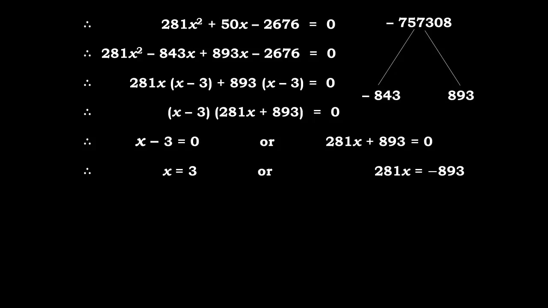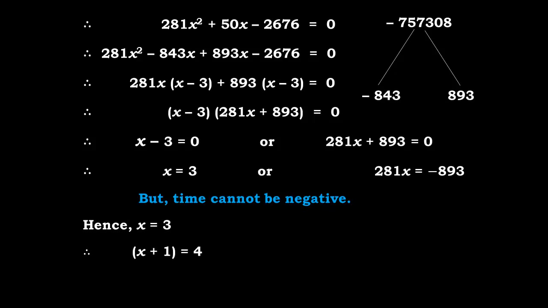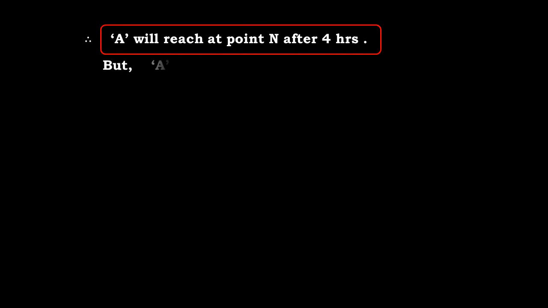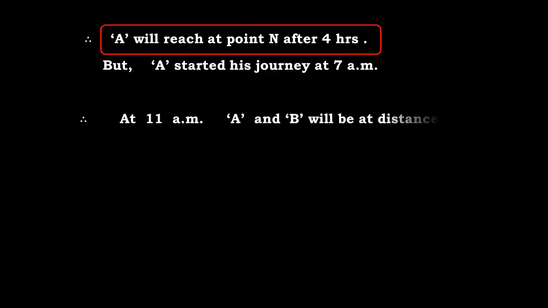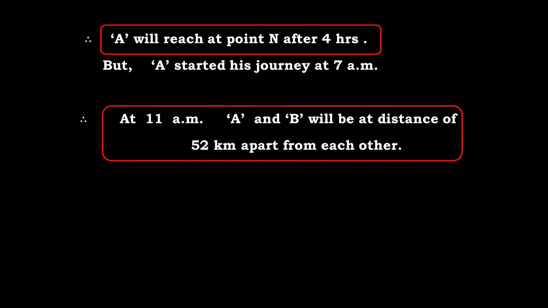But see, x is the time. Time cannot be negative, therefore x is equal to 3. That means x plus 1 will become 4. So A will reach point N after 4 hours. And see, A started the journey at 7 am. That means at 11 am A and B will be at a distance of 52 km apart from each other.